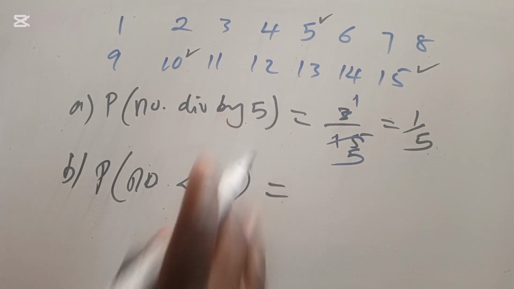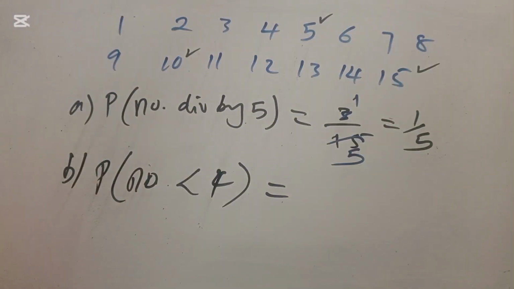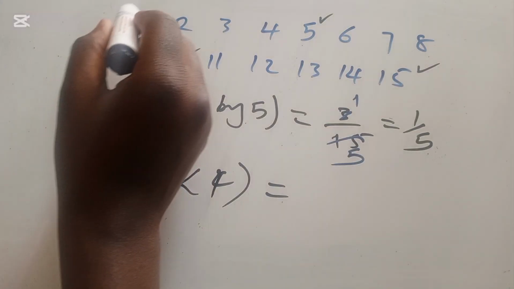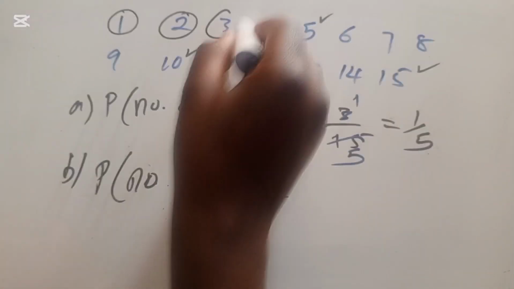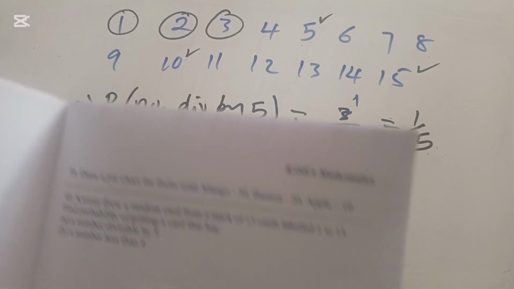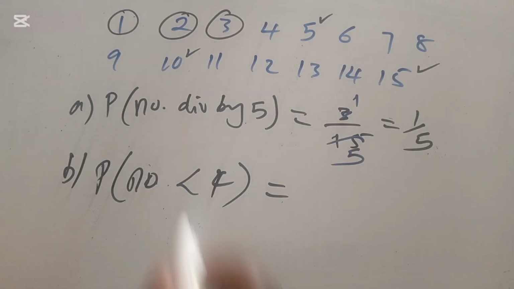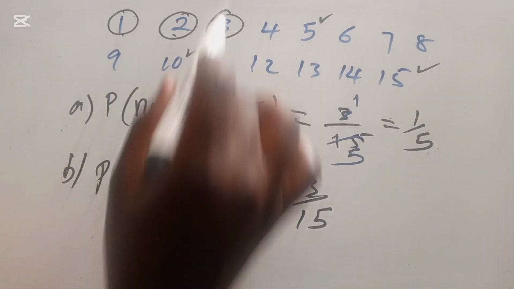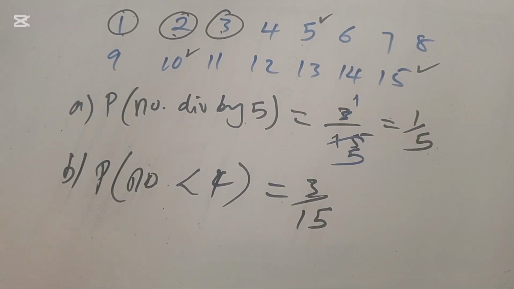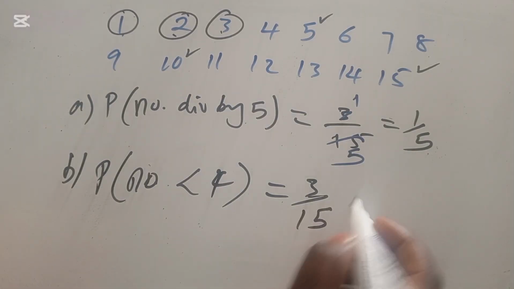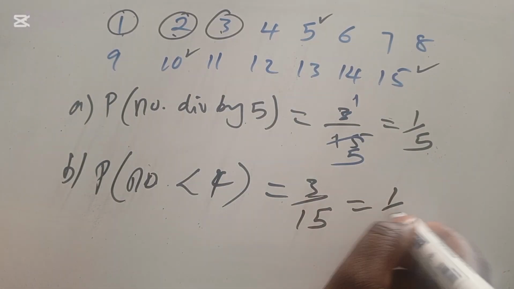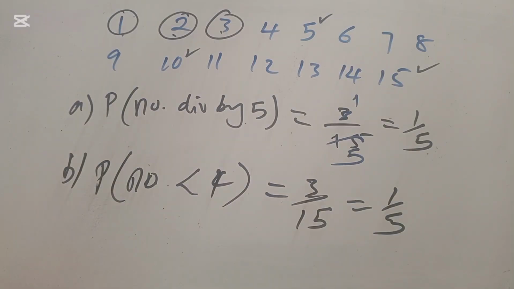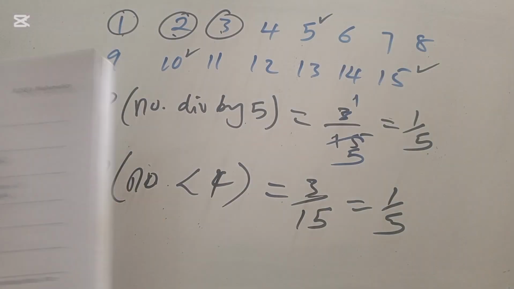So probability number less than 5. Sorry, not less than 5, less than 4. Here is the question. Less than 4 is 1, 2, and 3. So the question is less than 4, not 4 or less, so you're not going to include 4. Again here you have 3 over 15: 1, 2, 3, and all of the possible cards you had are 15. So again, if you simplify, you get 1 over 5. Simple, right? Very, very simple.